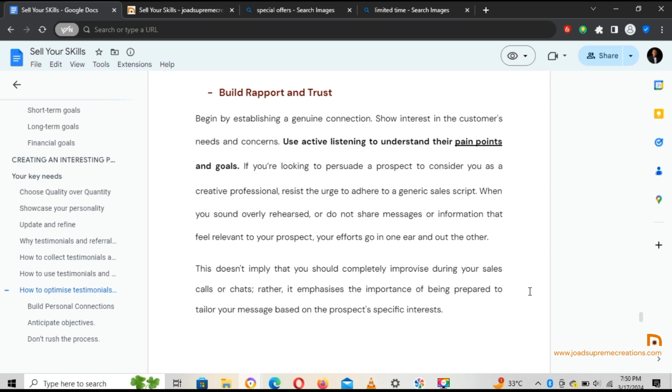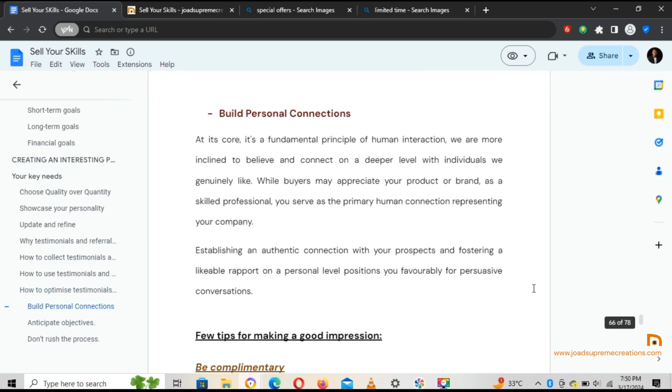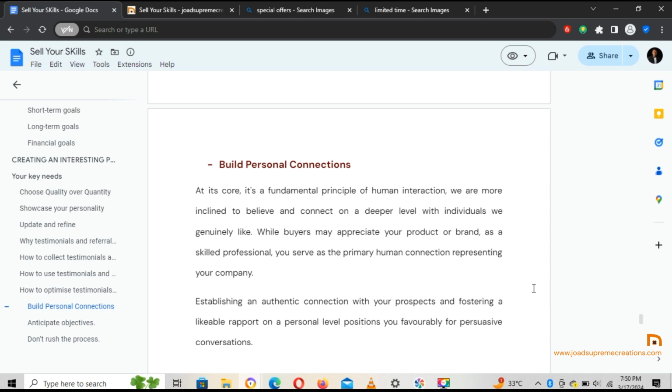You are to build rapport with them. Second is to build personal connections. At its core, it's a fundamental principle of human interaction. We are more inclined to believe and connect on a deeper level with individuals we genuinely like. While buyers may appreciate your product or brand, as a skilled professional, you serve as the primary human connection representing your company. Establishing an authentic connection with your prospects and fostering a likable rapport on a personal level positions you favorably for persuasive conversations.